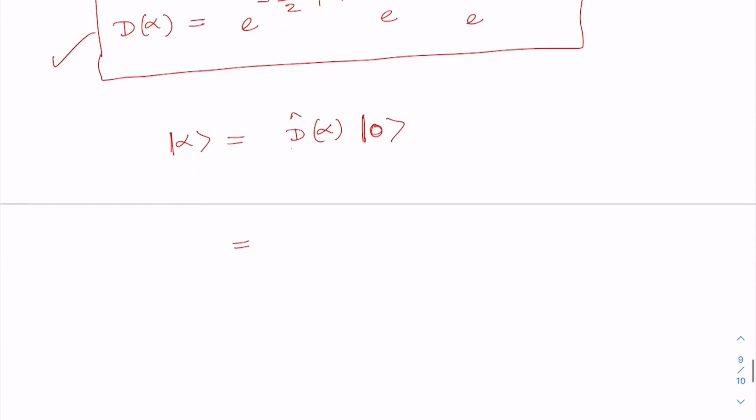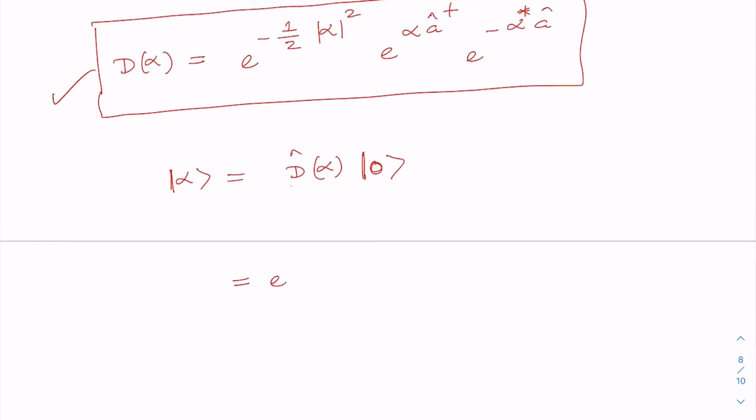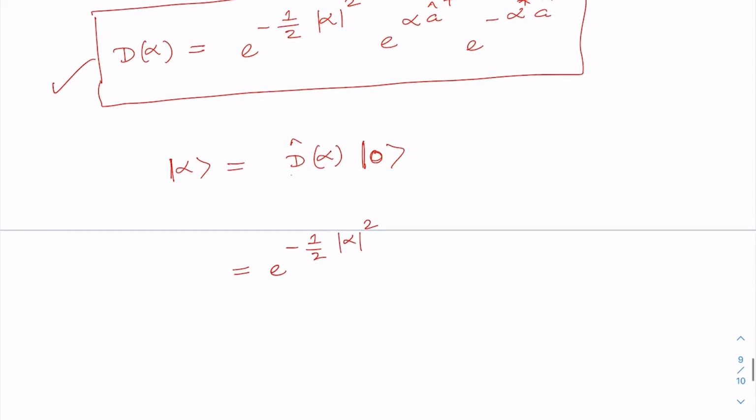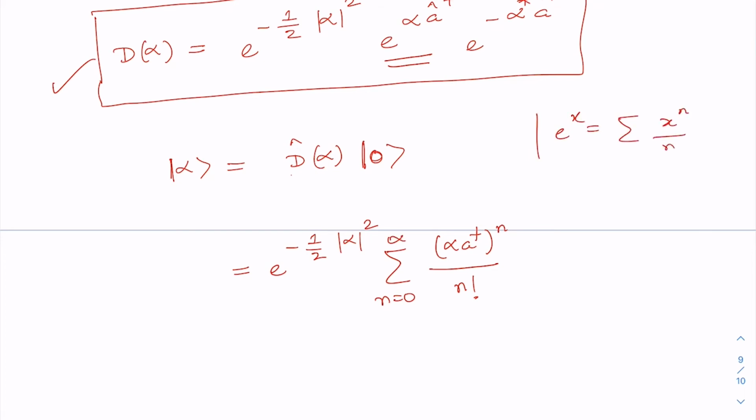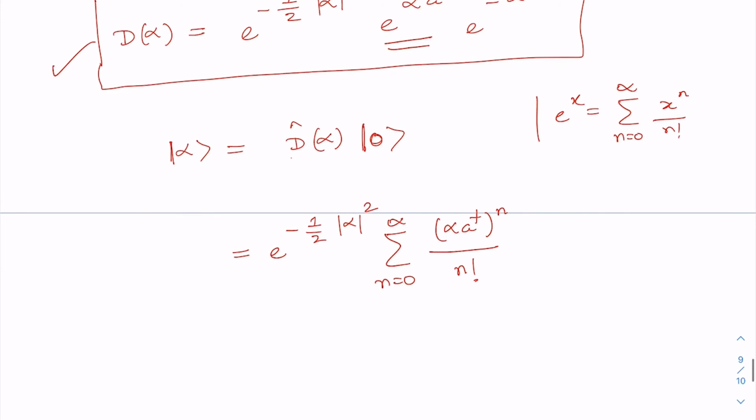So if I put it there, let me just quickly show you, e to the power minus half mod alpha square, that's a constant quantity. So let me now put the operator alpha a dagger, which I can write in an exponential form, alpha a dagger to the power n divided by n factorial, where n is equal to 0 to infinity. You may remember that e to the power x, I can write it as summation x to the power n by n factorial, where n goes from 0 to infinity. The same thing I am doing here.